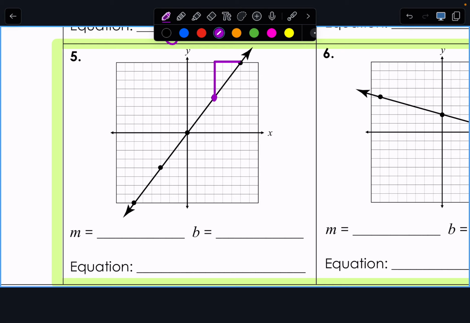Okay, our rise over run for number 5 is 4/3. What's our y-intercept? 0. So you can write y equals 4/3 x. If you write plus 0, that's cool. If you don't write it, that's also cool.